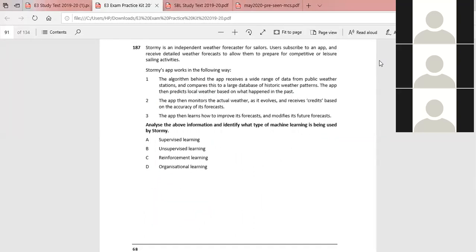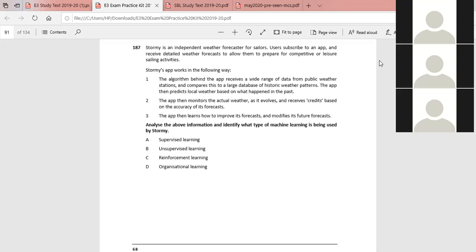Stormy is an independent weather forecaster for sailors. Users subscribe to an app and receive detailed weather forecasts to allow them to prepare for competitive or leisure sailing activities. Stormy's app works in the following way. The algorithm behind the app receives a wide range of data from public weather stations and compares this to a large database of historic weather patterns. The app then predicts local weather based on what happened in the past. The app then monitors the actual weather as it evolves and receives credits based on the accuracy of its forecast. The app then learns how to improve its forecast and modifies its future forecasts.